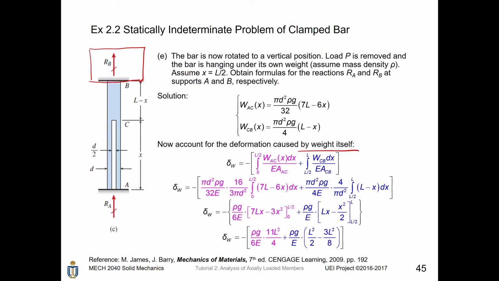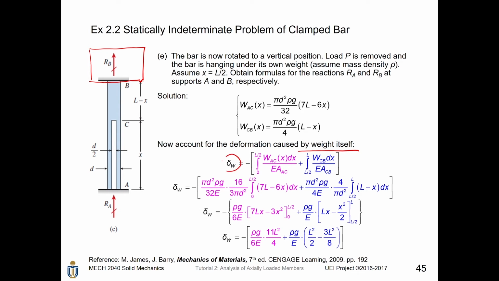Now we have the compressive load in sections AC and CB. Now we will account for the deformation caused by weight itself. That is, without RB, the bar will become shortened by its own weight. So what is its magnitude? We need to calculate it.